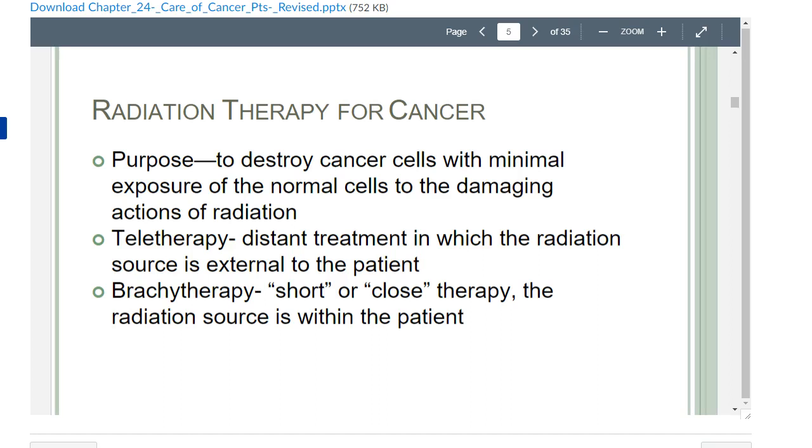And when we talk about teletherapy, okay? And teletherapy is distant treatment. It's external to the patient. So the patient would stand in a certain area and then they would beam from a distance that radiation. So the patient is not radioactive and they're not a hazard to others.